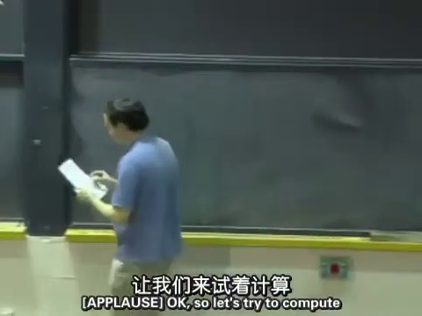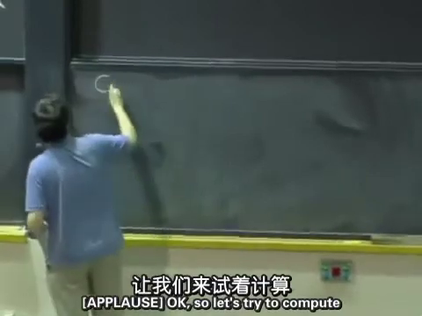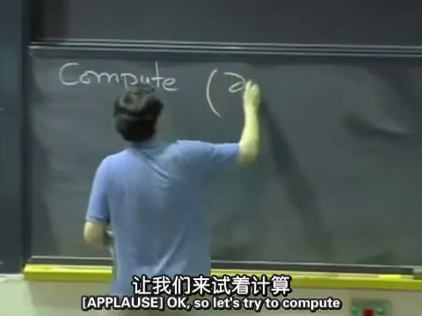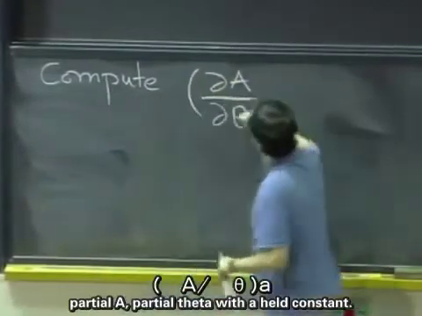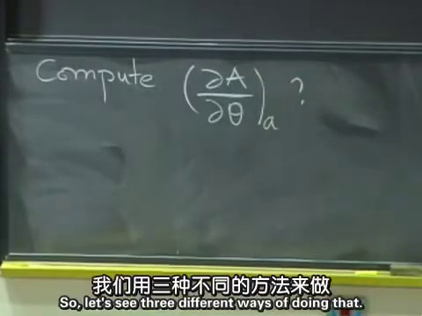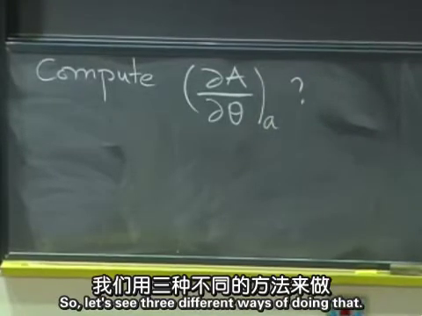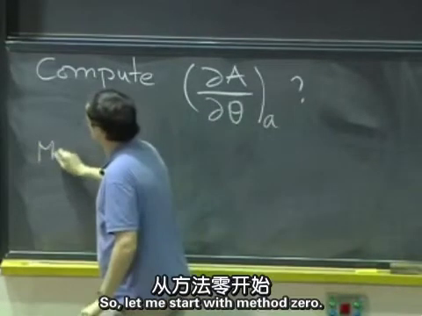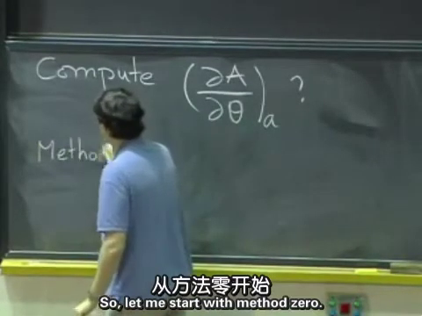Okay, so let's try to compute partial A, partial theta with A held constant. So let's see three different ways of doing that. Let me start with method 0.